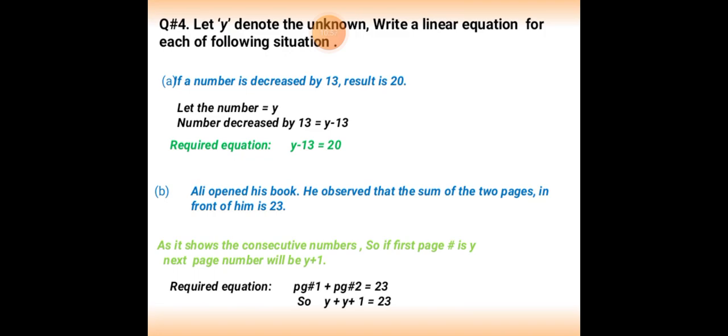Ali opens his notebook and observes that the sum of the two pages in front of him is 23. So these are consecutive numbers. The first page is y, the next page will be y plus 1. So the required equation is page number 1 plus page number 2 is equal to 23, so y plus y plus 1 is equal to 23.